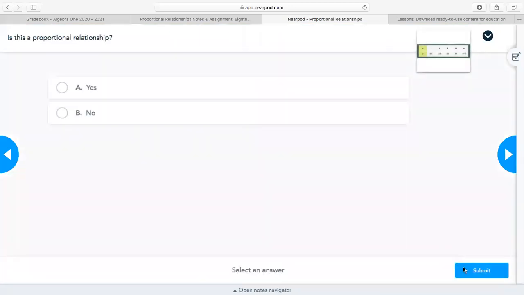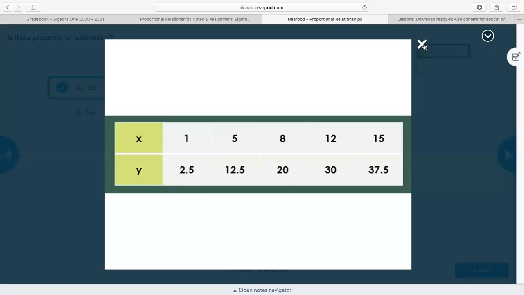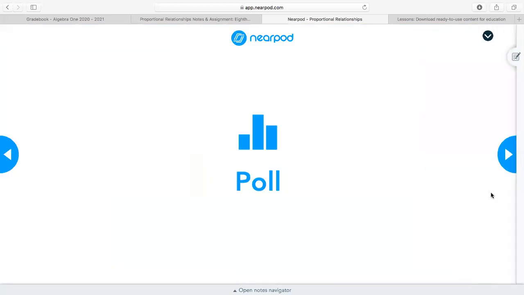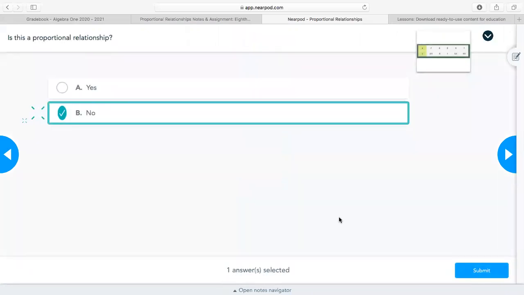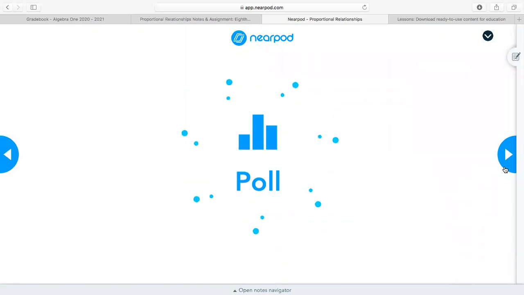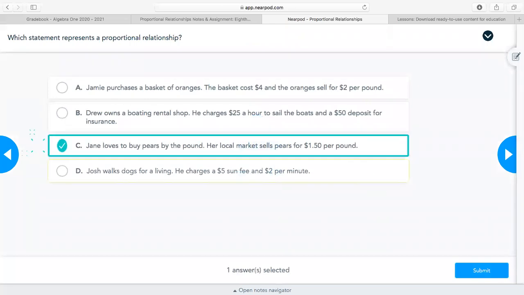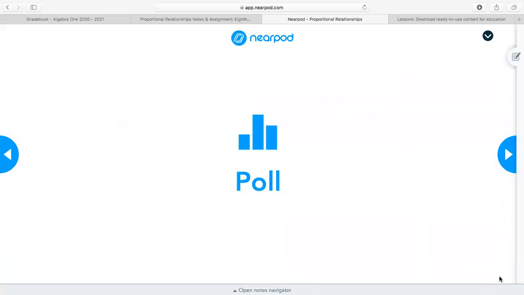The first table was proportional, so that's yes. All right, move on. Wait, was that one proportional? Yeah, that one was proportional. The second one was not proportional. Okay, move on. All right, we did this one. I don't remember the answer. Which one's proportional? C. Okay, move on. And the answer to this one was B.